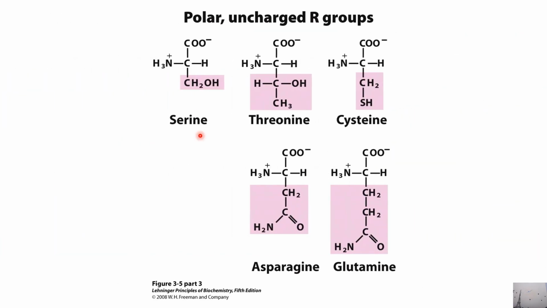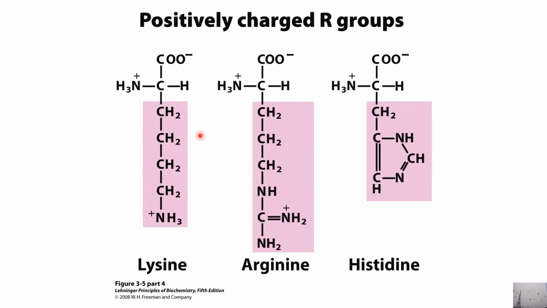Then we have the polar uncharged R groups. There are some amino acids which are polar, but they are not really charged. They do not carry any particular charge, positive or negative. So we have the polar uncharged R groups, like serine, threonine, cysteine, asparagine, glutamine, all of these. Then we have the positively charged R groups, like lysine, arginine, and histidine. They have a positive charge.